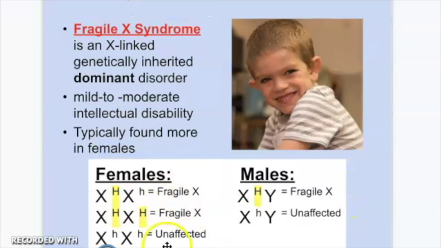So we can see down here that, again, I mapped this out using H's. Big H as being dominant, little h as being recessive. And females only need to get one affected copy of that H allele, the dominant allele, and they will have the disorder of Fragile X. The only way to be unaffected and not have the disorder is to get two recessive alleles.